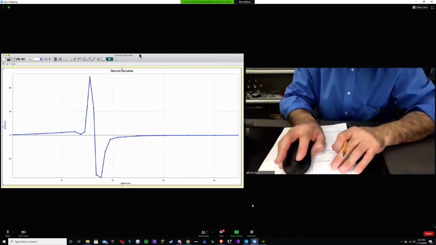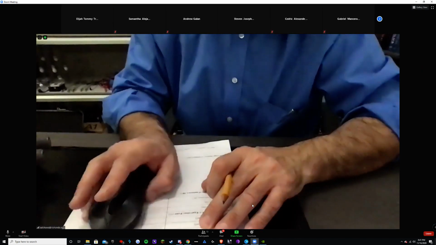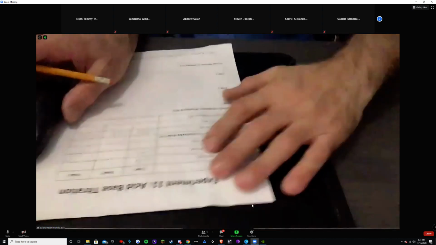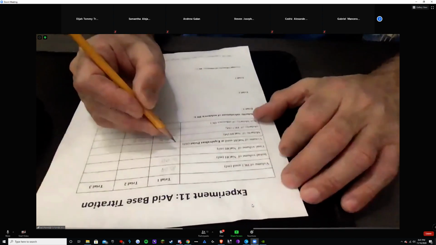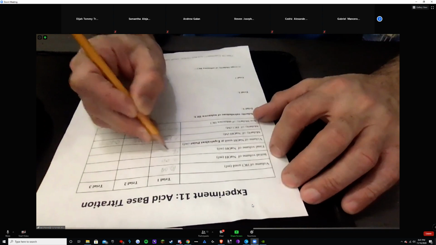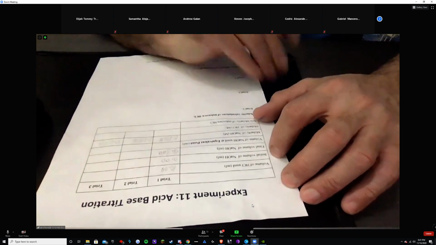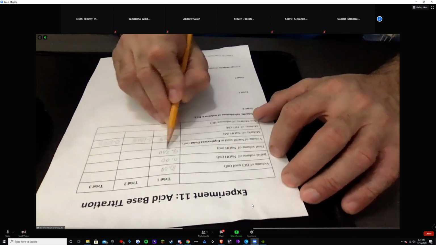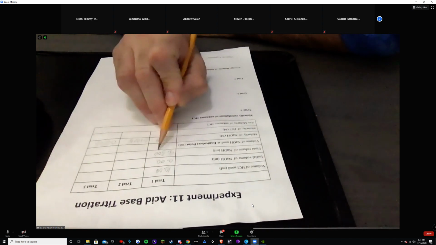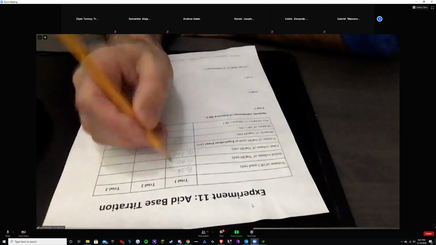Let me just stop that. I'm going to record that number. The crossing occurred at 9.300. Okay, and I have four sig figs, which allows a good amount of accuracy.